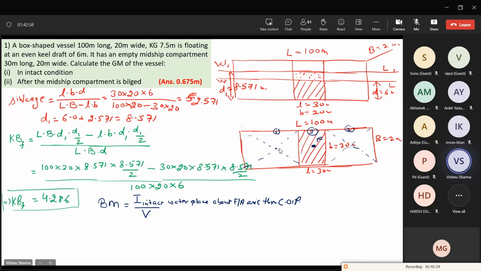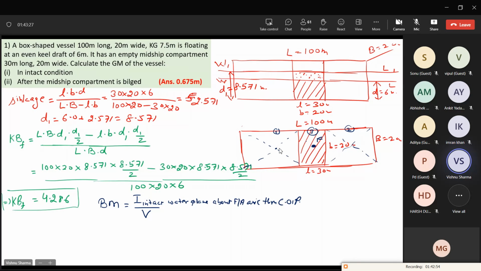F is the center of flotation. It is not the geometric center of the whole water plane. It is the geometric center of the intact water plane. Don't tell me tomorrow you marked it here as the L by B center. No, I'm not marking it as the center of L by B. I'm marking it as the geometric center of the intact water plane. Is that clear, beta? Correct, guys?